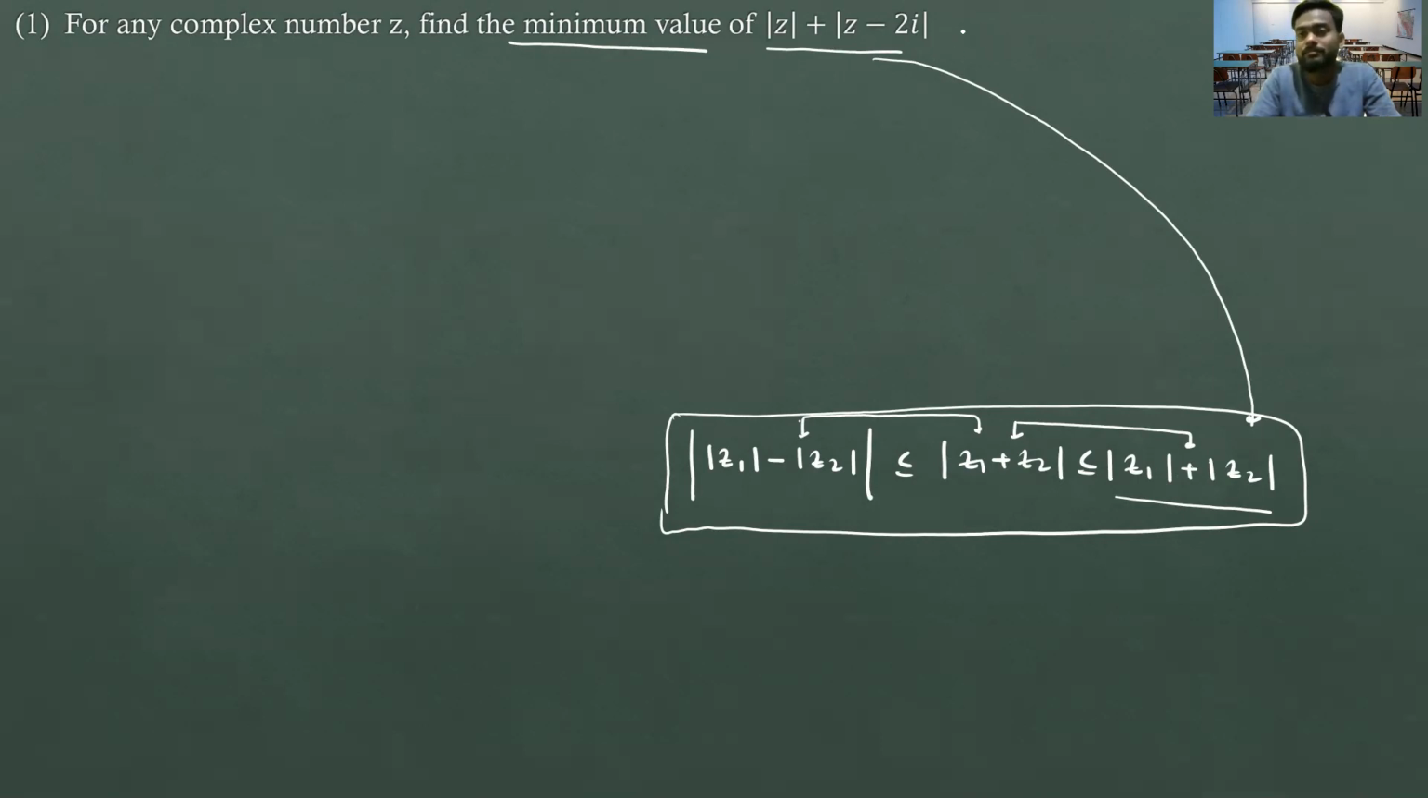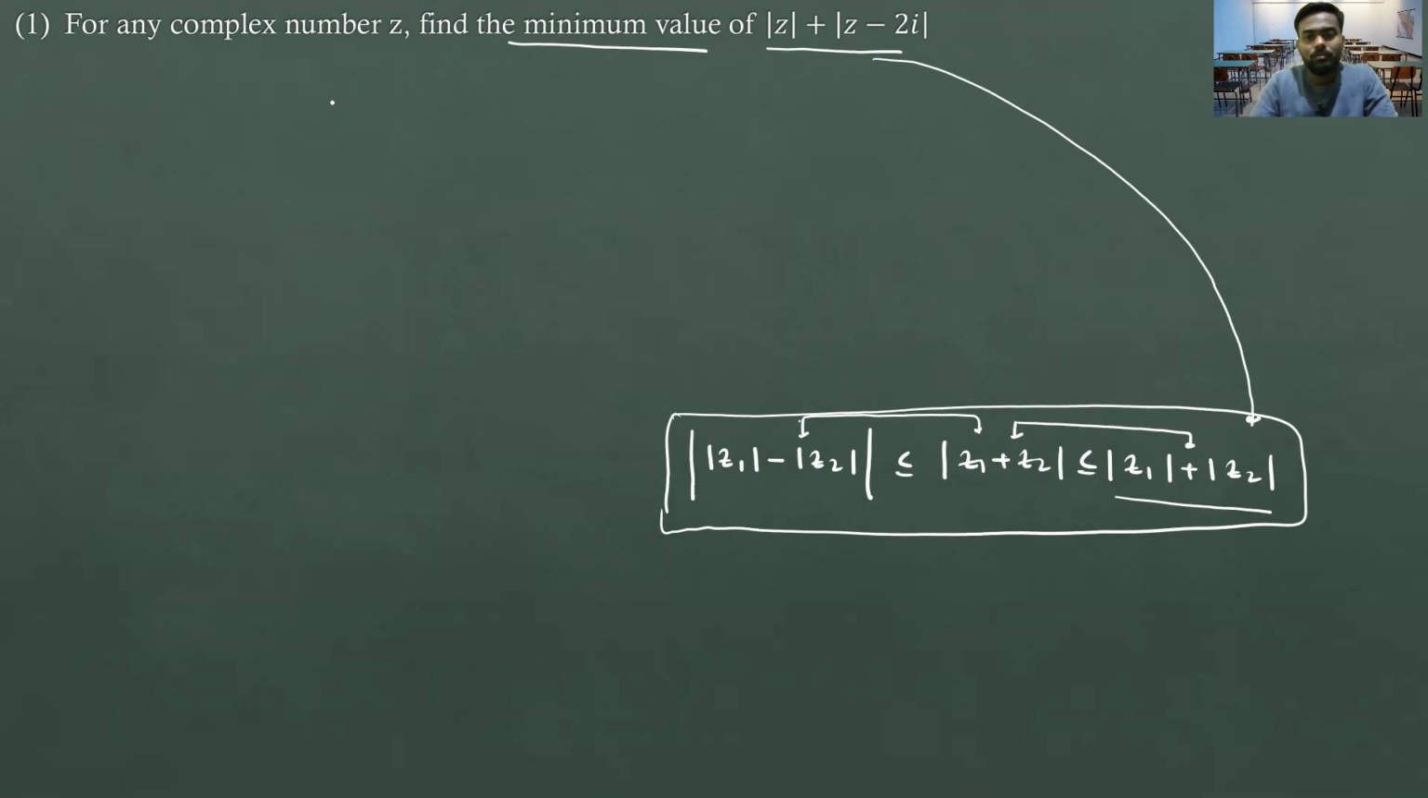No, this will give you the maximum value. The minimum value will give you something like this. If I say this is greater than or equal to a, so this quantity is always greater than or equal to a, it means the minimum value will be a, right? Right or not? Tell me. So this is the idea. So you need to use this, right?